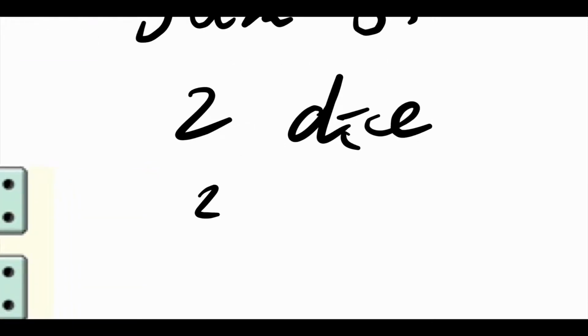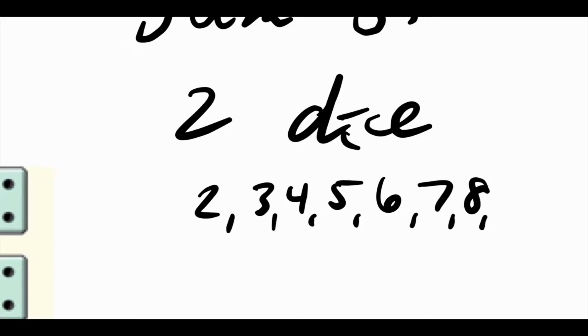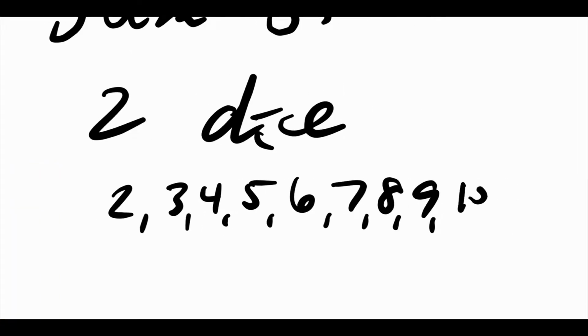I could get a sum of 2. Could get a sum of 3, 4, 5, 6, 7, 8, 9, 10, 11, and 12. That's the list. Sample space is a list, either visually or a list like that. Tell me everything that could possibly happen.